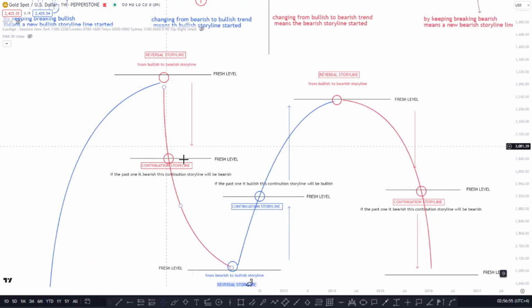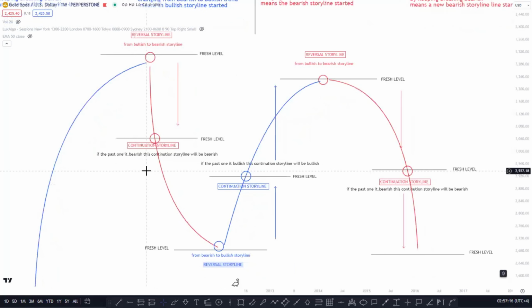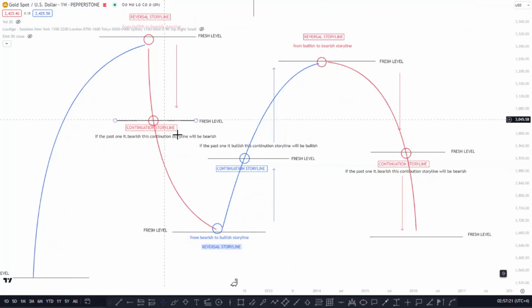That's why we call it a reversal storyline, from bullish to bearish storyline. If another bearish breakout happens at the next fresh level, we have a continuation storyline started. Okay, if the past one is bearish, this continuation storyline will be a bearish storyline. The price keeps moving to the next fresh level.